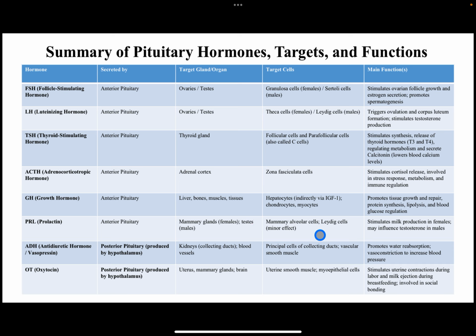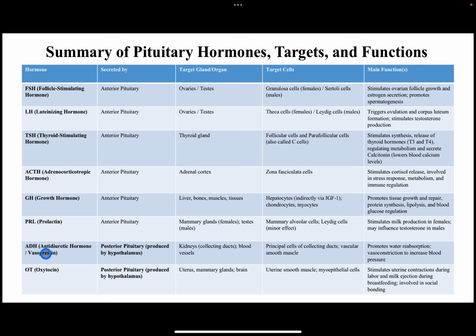Okay, good. And the specific cell in the mammary gland that it influences is the mammary alveolar cells, and for males it stimulates the Leydig cells, but its impact on males is a minor effect. Now, in all, when prolactin stimulates the mammary gland, it would help stimulate breast milk production in females and may also influence testosterone in males.